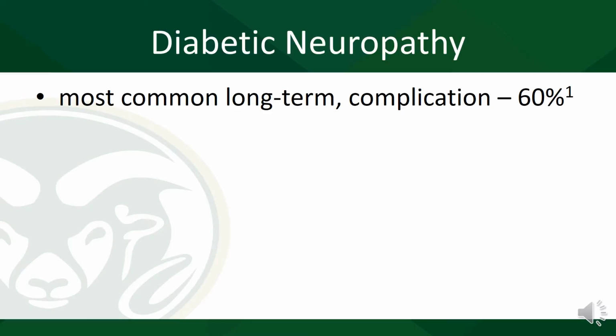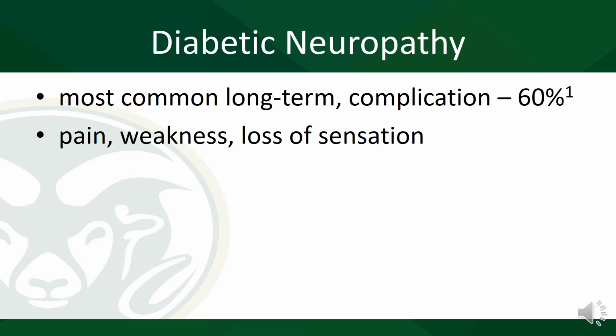Neuropathy is considered the most common long-term complication of diabetes, with estimates of nearly 60% of individuals experiencing some form of nerve damage. It is a progressive disease that can lead to pain that often feels like burning or tingling. It can also cause weakness and loss of sensation.